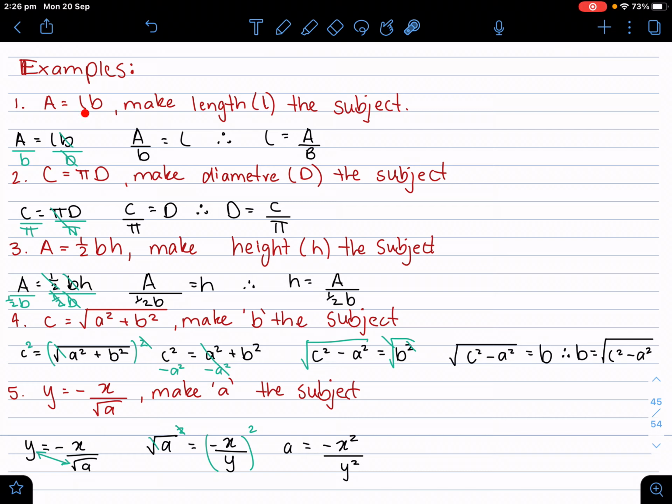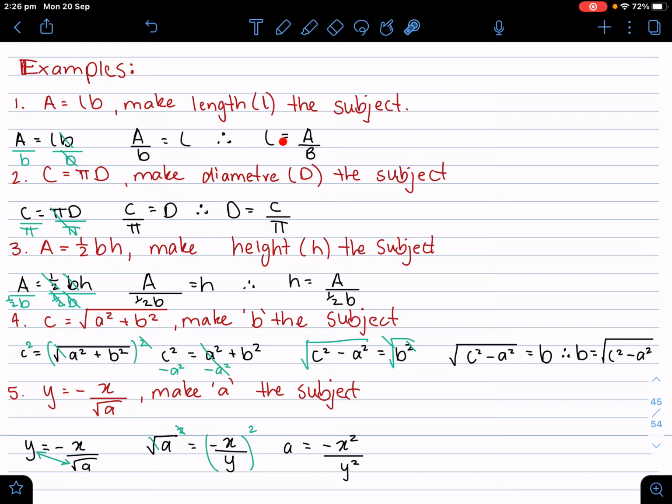So what do I have with L on this side of the equals? Well, I have B. It's L times B. So in order to get L by itself, I have to do the opposite of times B, which is divide by B on both sides. Remember, with equations, whatever you do on one side, you have to do on the other. Well, that cancels that out, and I'm left with A over B equals L. And therefore, as they equal each other, L equals A over B.